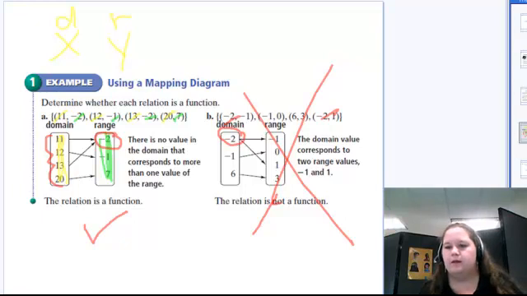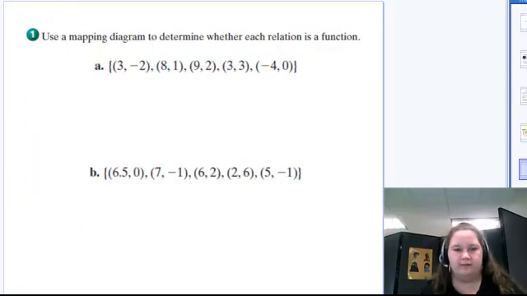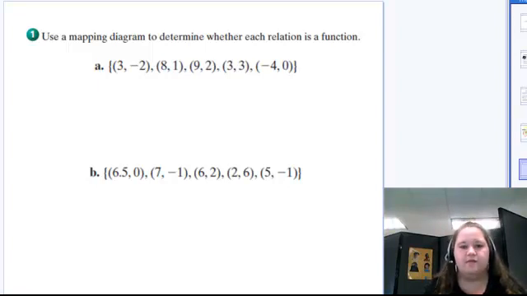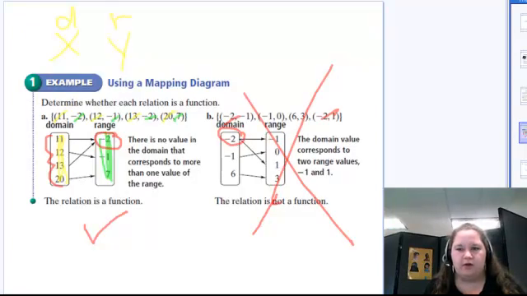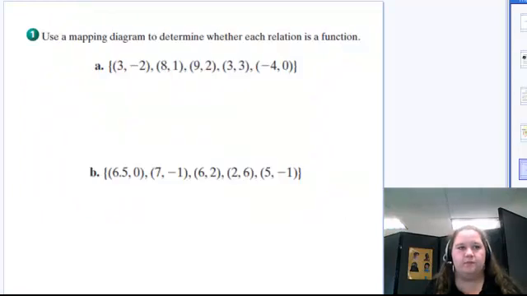Alright, so we're going on to the next slide. Use a mapping diagram to determine whether each relation is a function. Now on this page before, we saw what the mapping diagram was. So we're going on to number 5.